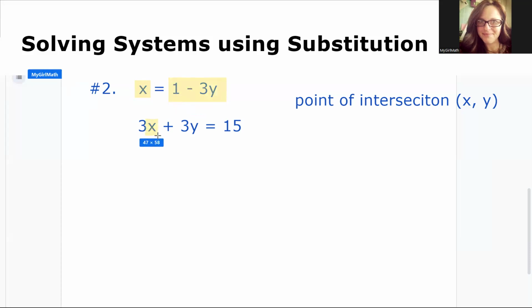In the second equation, wherever I see an x, I'm going to substitute. This will make sure that we have all y variables. We can now solve for y. I replaced x with 1 minus 3y. Let's solve for y.